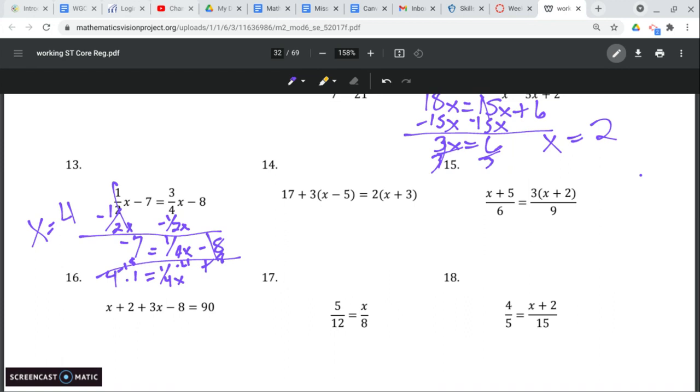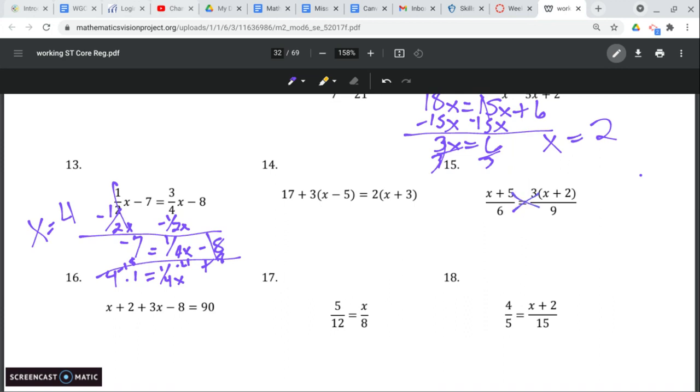All right, and the last one, 15. So once again, cross multiplication can work for this. There's other ways to do it too. You could multiply both sides by 18, and then you'd be able to cancel out the denominator, but cross multiplication works just fine.